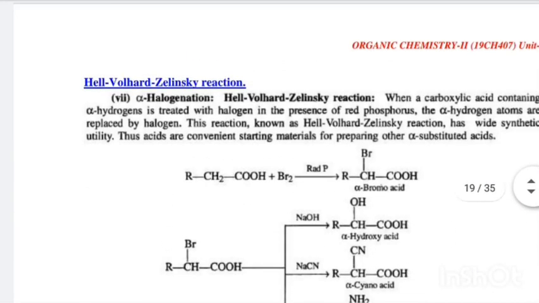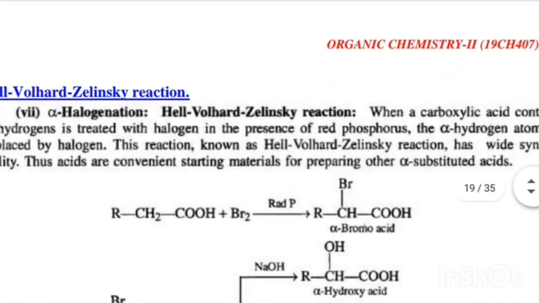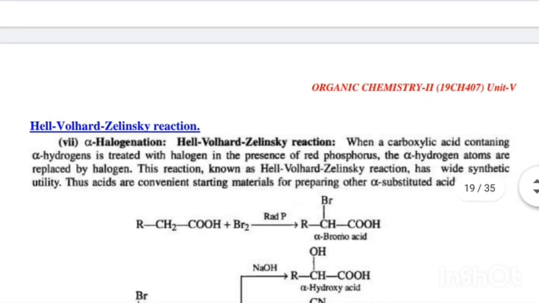Hence, the Hell-Volhard-Zelinsky reaction is nothing but when the carboxylic acid reacts with bromine in presence of red phosphorus, alpha bromo carboxylic acid is formed. Thank you.